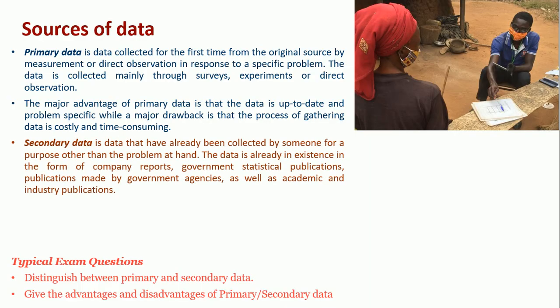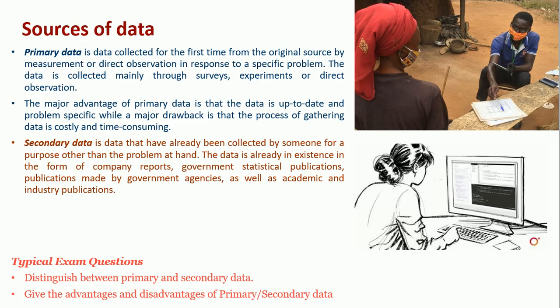Secondary data is data that have already been collected by someone for a purpose other than the problem at hand. The data is already in existence in form of company reports, government statistical publications, publications made by the government agencies, as well as academic and industrial publications.